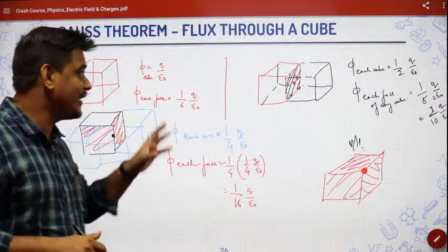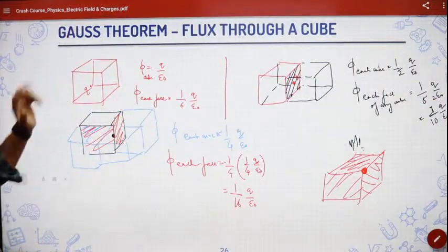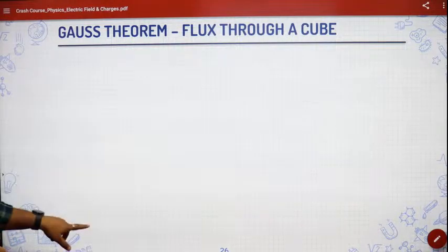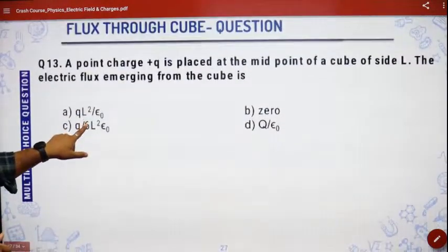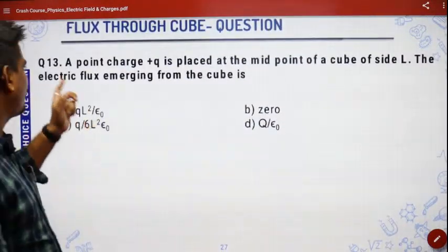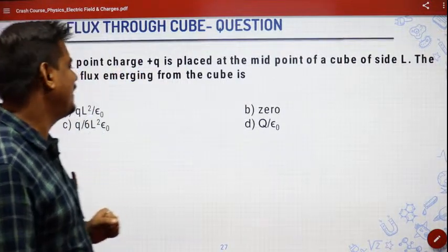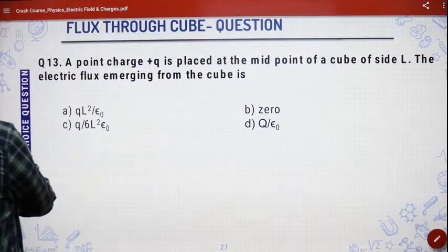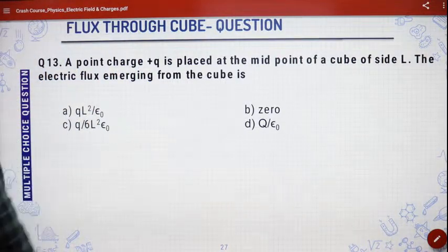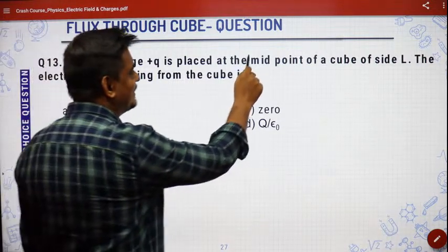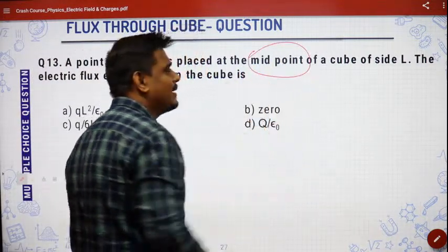Fine. So we came to know how the electric flux will change for different cube conditions. Now let us go to the question based upon it. A point charge plus q is placed at the midpoint of a cube of side L. The electric flux emerging from the cube. See, very simple. They have told the charge is at the midpoint of the cube.